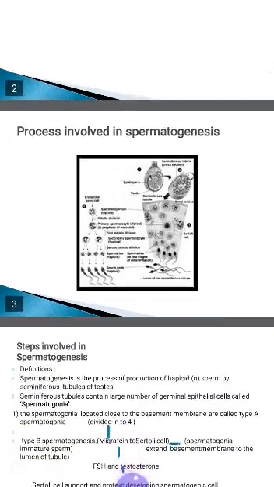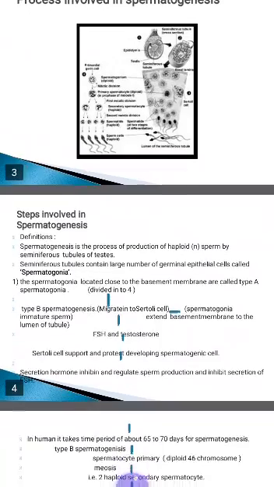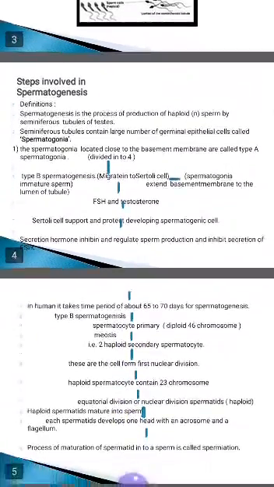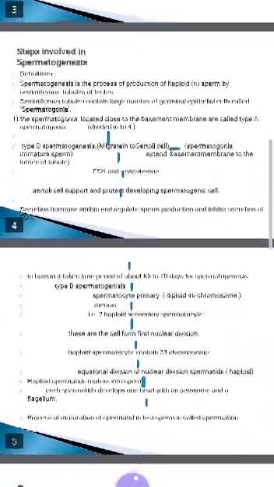Process involved in spermatogenesis. This is the diagram which can show the process involved in spermatogenesis. Firstly, we can discuss the definition of spermatogenesis. Spermatogenesis is the process of production of haploid sperm by the seminiferous tubule of the testes.